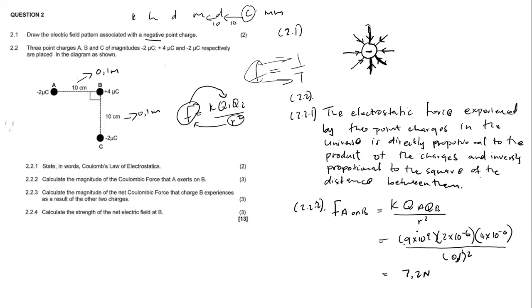7.2 newtons. Okay, so for a fact that they say calculate the magnitude of the Coulombic force A exerts on B, where will B go when it sees A? I agree, A exerts the force, it pulls B. A is the one that is exerting force on B, meaning it's going to pull B to itself. So we're going to say to the left in this case. Remember I said it's attraction if they just say calculate the force between the two charges. You're going to say attraction. You can't say left or right because it's between. So that will be question number 2.2.2.